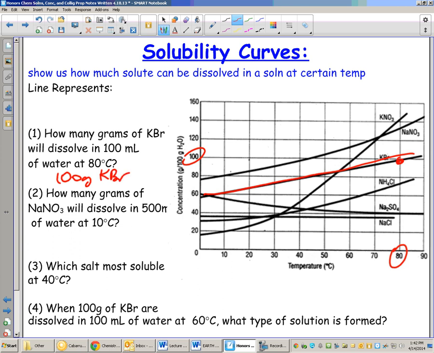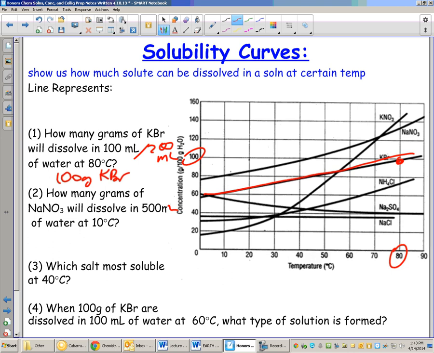What if instead of 100 milliliters, I put 200 milliliters here? How much should be able to dissolve in 200 milliliters? 200 grams. You just double the amount, right? There you go. All right. How many grams of nitrate will dissolve in 500 milliliters of water at 10 degrees C?